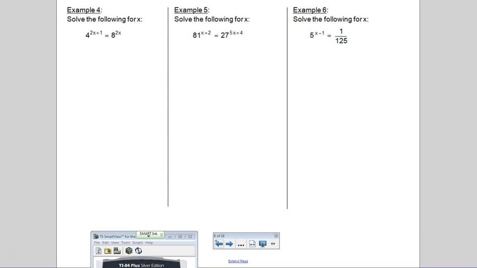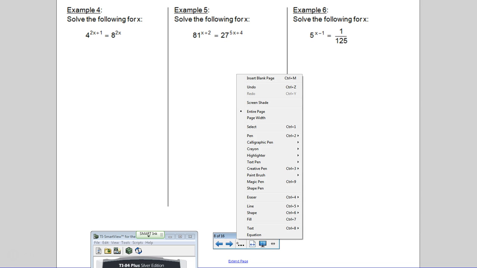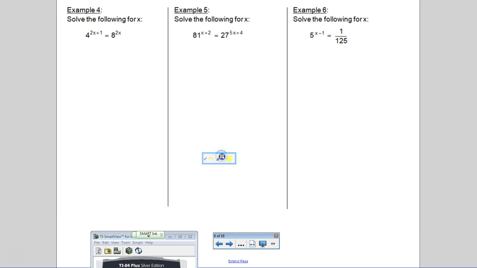Okay, so problem number 4. I have base numbers, so my first goal is to get them both to be the same. They are different, so I have to think about what I can make both a 4 and an 8 become. Well, there's only one thing for 4. It's 2 squared. And 8 is actually 2 to the 3rd power. Keep everything else the same.